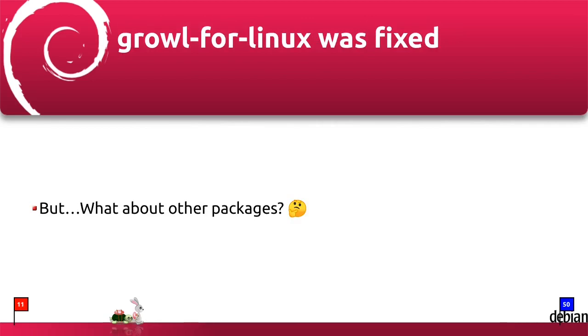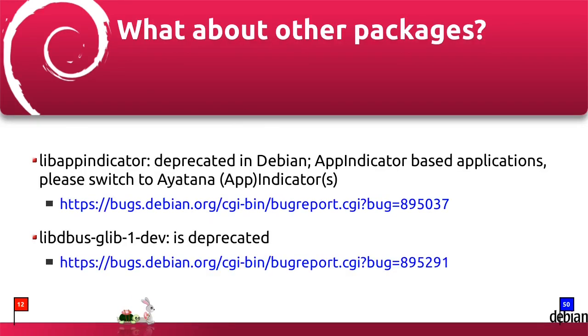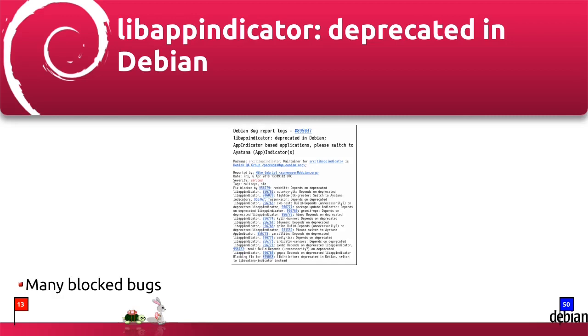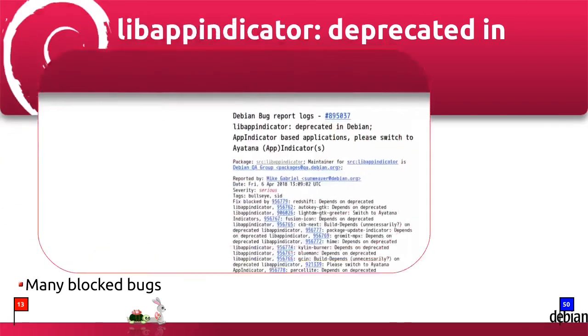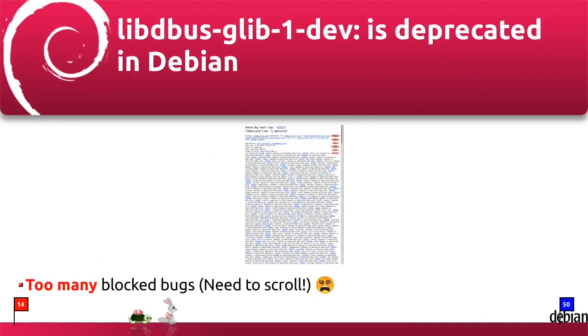Two bugs about Go for Next package was fixed, but I thought, what about other packages? Rip App Indicator and DebConf was tracked like this. Against Rip App Indicator, there are many bugs. Against DebConf, there are too many blocked bugs.